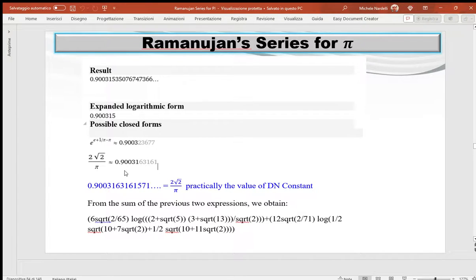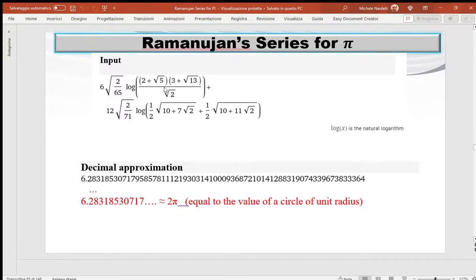Practically the result that is equal to 2 times the square root of 2 over pi, practically the value of the Gaudin-Ardelli constant, the dn constant. Now, from the sum of the previous two expressions, we obtain the following expressions, from which we obtain the following result.